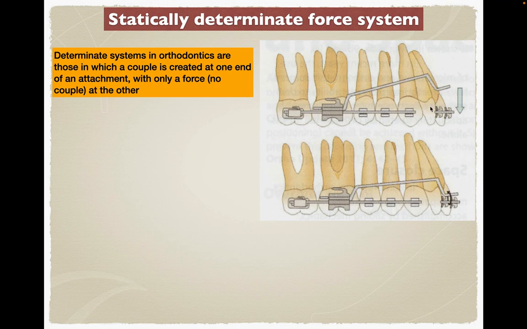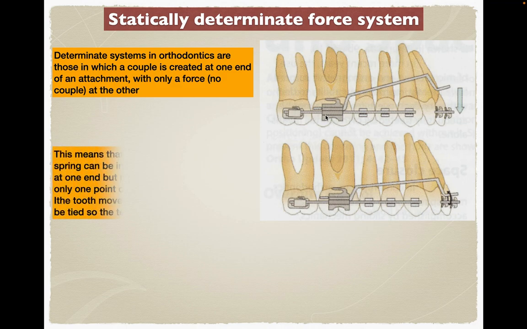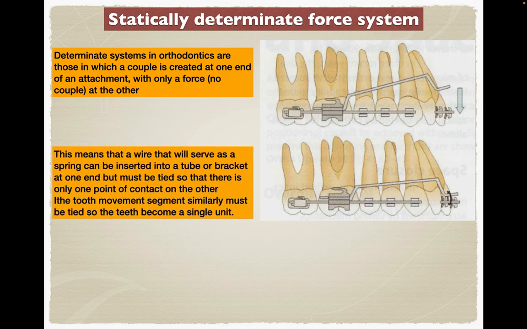That will not be a determinate system, because that would be too complicated to calculate. So instead of tying this wire into the bracket, we tie it like this to be a single point of force attachment, no couple at all. So it will be one couple here, no couple here. We call it a one couple system. In these cases it will be determinate, and we will be able to calculate the moment and the force and predict exactly where the tooth movement is going to be.